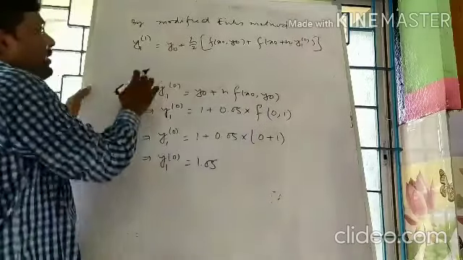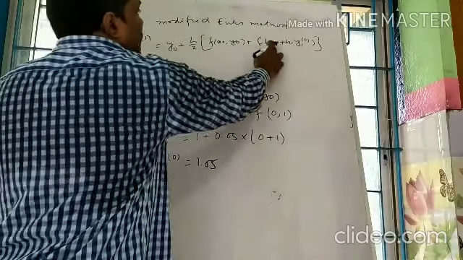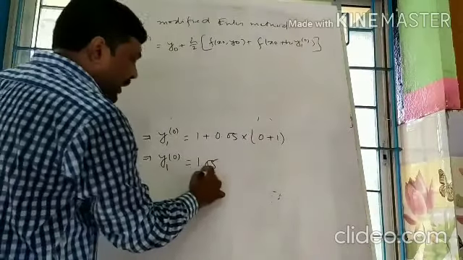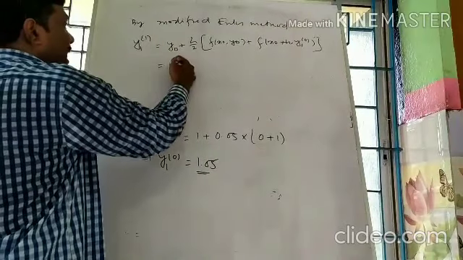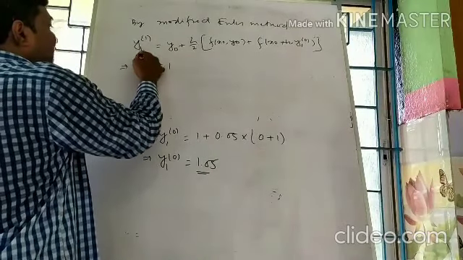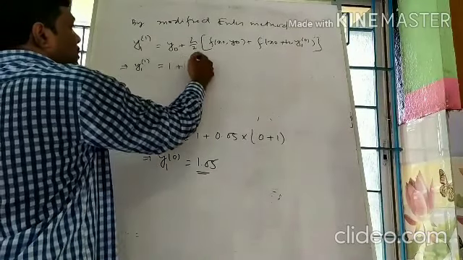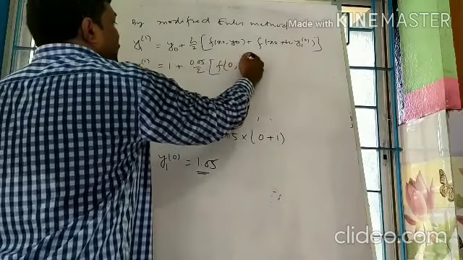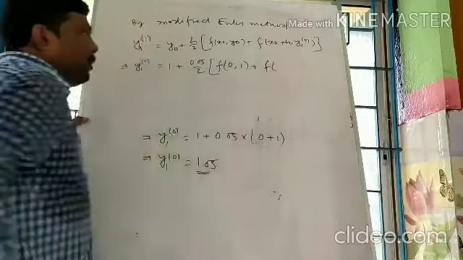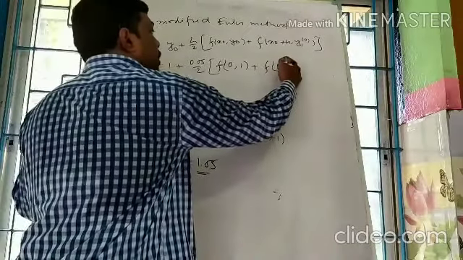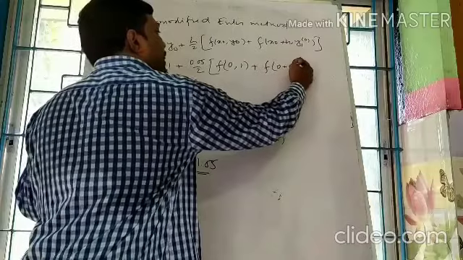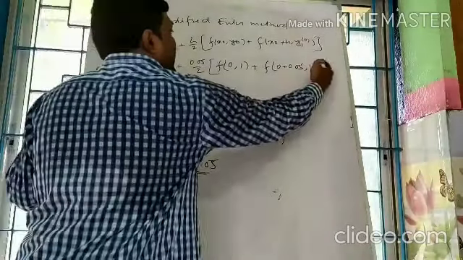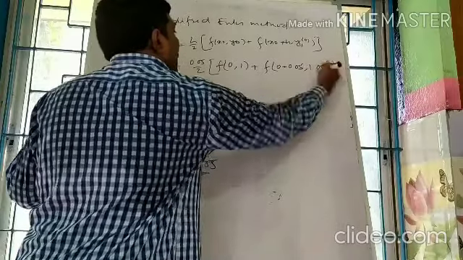Okay, y11 is y0 plus h by 2 times f of x0, y0 plus f of x0 plus h, y10. Now y10 is 1.05, and y0 is 1. So y11 is 1 plus 0.05 by 2 times f of x0 is 0, y0 is 1, plus f of x0 plus h, where x0 is 0, h is 0.05, comma y10 is 1.05.